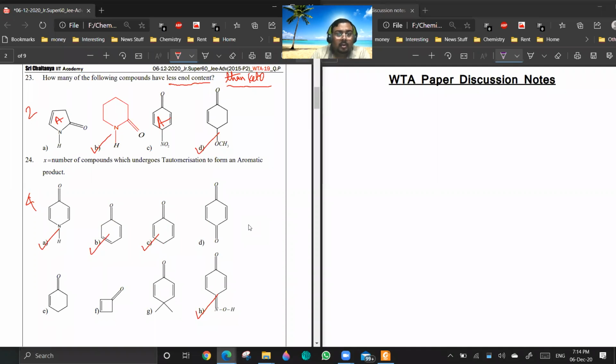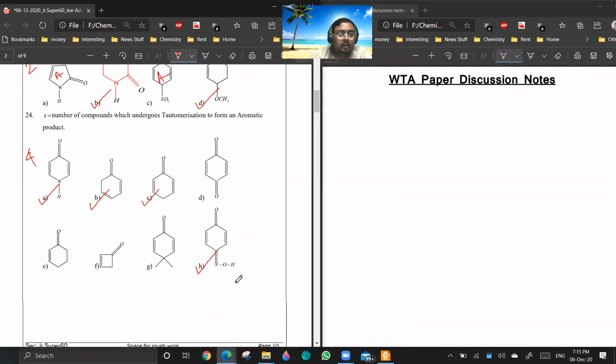Sir, then only this option? 23rd one, yes, option 4. See, I have told you this thing, that enol will be more stable than keto only in two cases. First, when you are having intermolecular hydrogen bonding, and second, you are having aromatic stabilization. If both are not there, there is no such thing. Is it clear? Yes, sir. A and C are having aromatic stabilization, so it will be correct. Okay. 24, no doubt, sir.